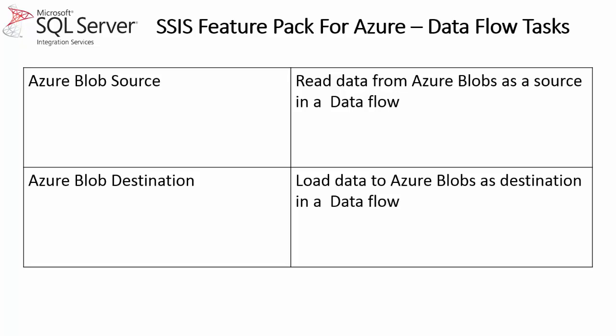And next we have two components in the data flow task. One is the Azure Blob Source, and the second is the Azure Blob Destination. Similar to other source and destination components, the Azure blob can be considered as a source, transformations can be done, and then the data transferred to any destination. In a similar way, from any source the data can be written into an Azure blob destination.